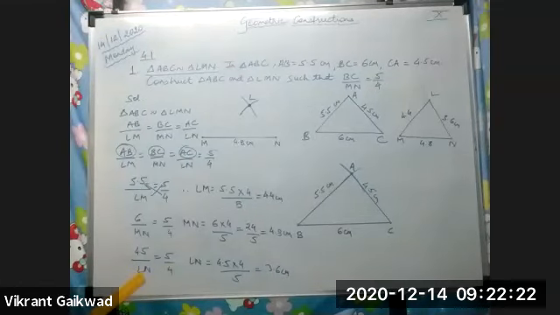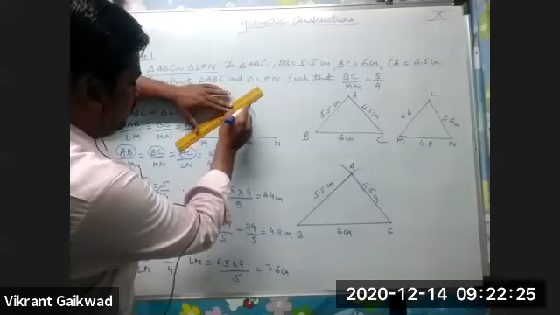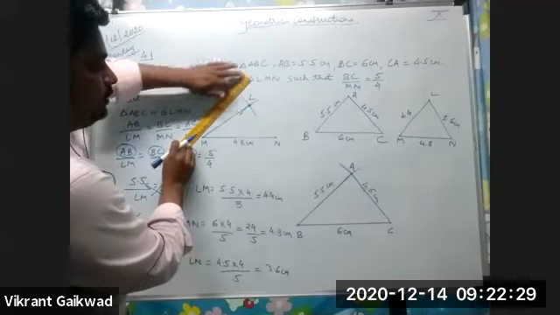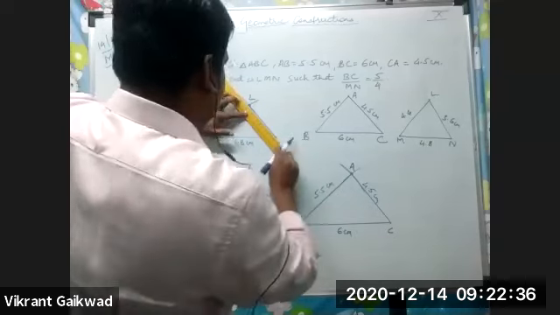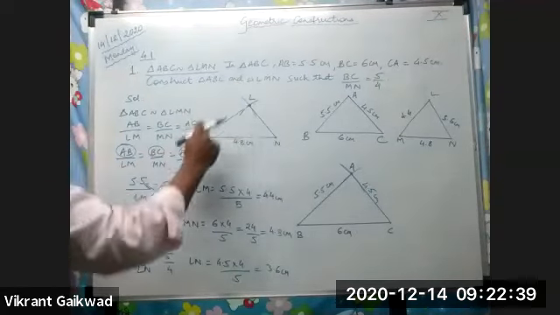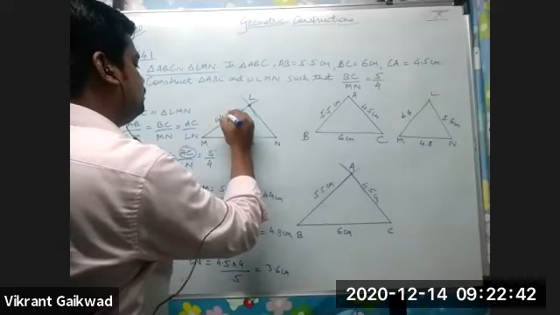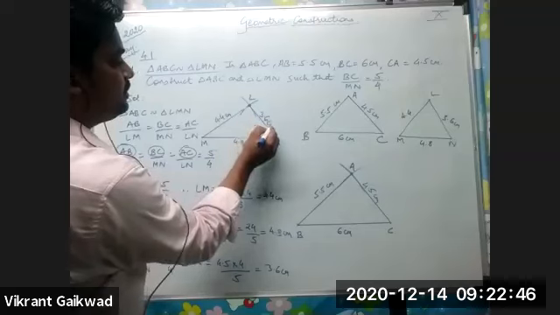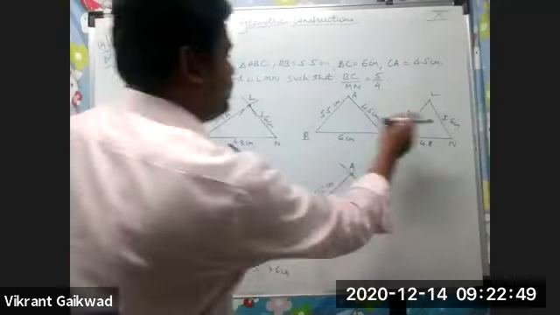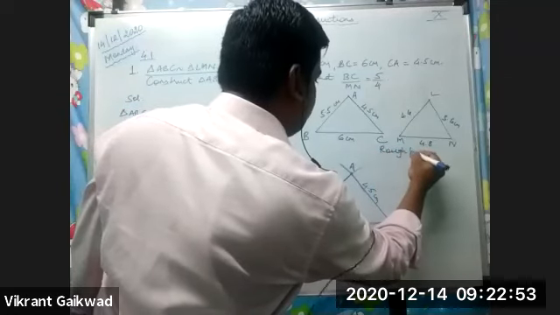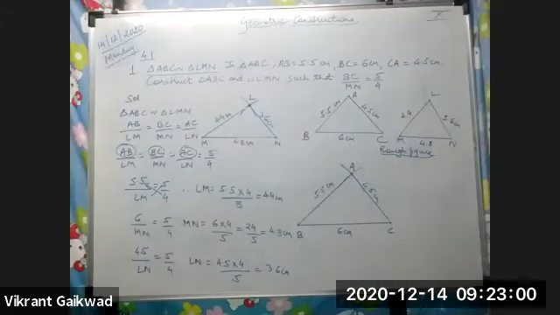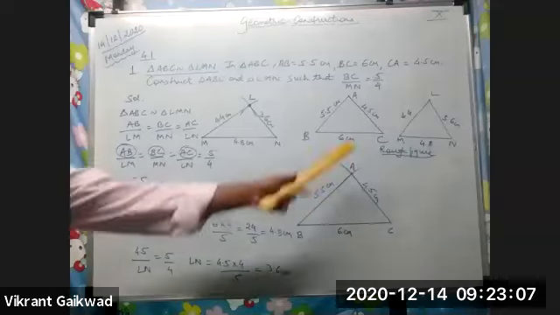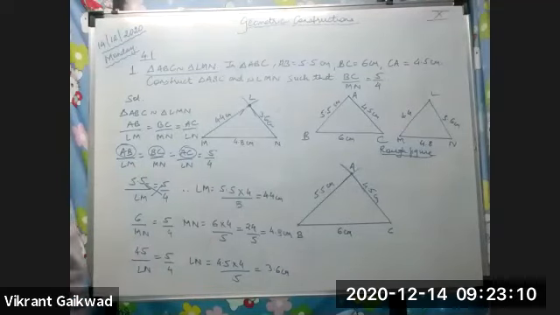Is this clear? Now join LM and join LN. This is the required triangle LMN, with 4.4 centimeters and 3.6 centimeters. These two triangles are your rough figure. Rough figure is very important. You have got marks for the rough figure. Actually, your rough figure helps you construct the triangle in a proper manner. It is a guide to your construction.